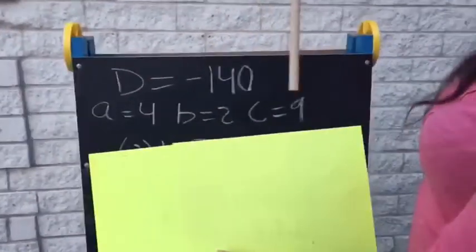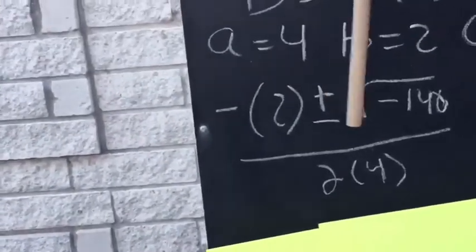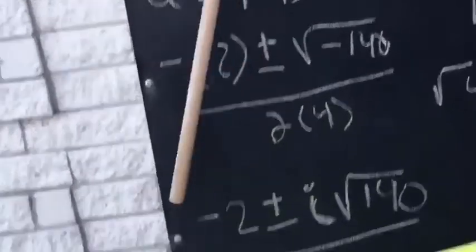Then you have to multiply by negative 4, so it would be negative 4 times 9 plus 2 squared. That would leave you with negative 144 plus 4, which leaves you with a discriminant of negative 140, and it's an imaginary number. Knowing that your a is 4, your b is 2, and your c is 9, you multiply negative 1 times 2 plus or minus the square root of negative 140 divided by 2 times 4.